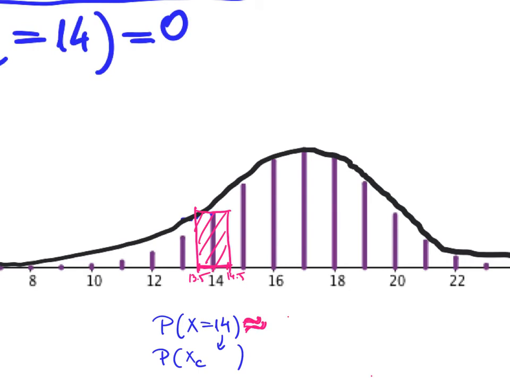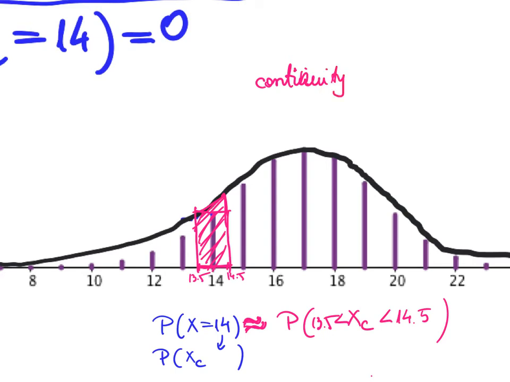We can estimate it as the probability of x continuous being between 13.5 and 14.5. So we take an interval of length 1, and therefore we estimate it by the area under this graph. That is called continuity correction. So we say that we apply continuity correction when we estimate probabilities on a binomial graph with probabilities on the normal graph, which is continuous.